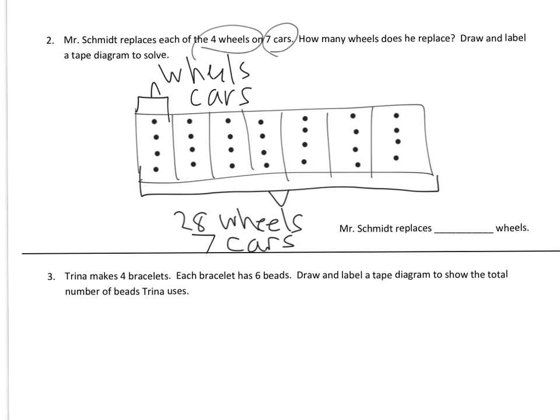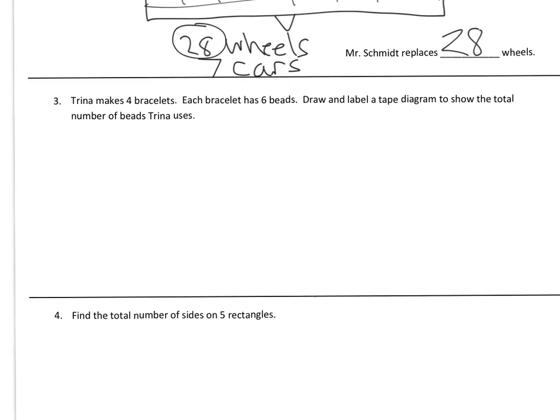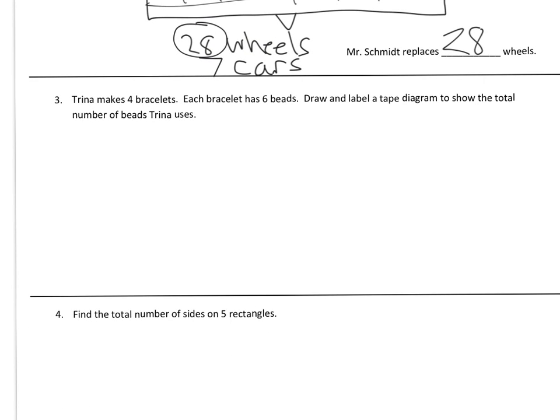How many wheels are there in one section? 4. And that one section represents how many cars? 1. So it's actually 1 car. Mr. Schmidt replaces how many wheels? 28 wheels. If you'd like to try number 3 on your own, go ahead and then check back and see how you did. But don't forget, you have to do your labels.